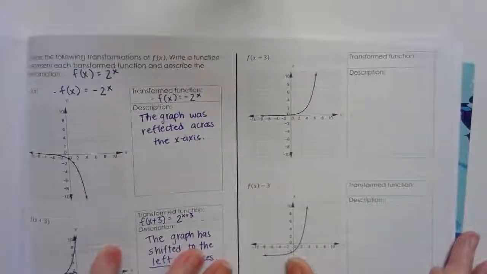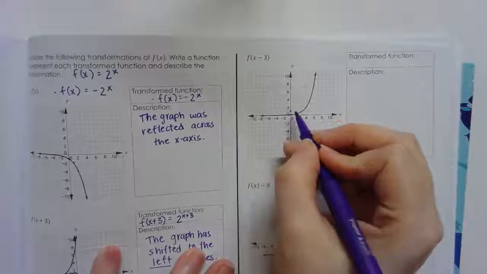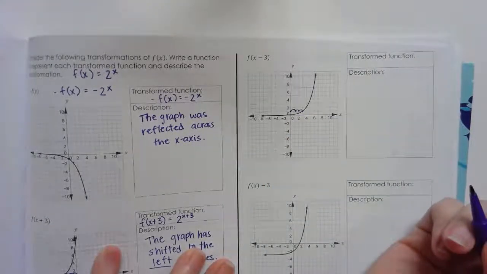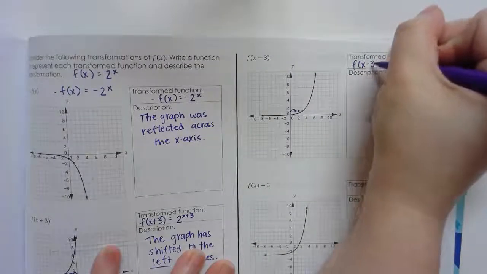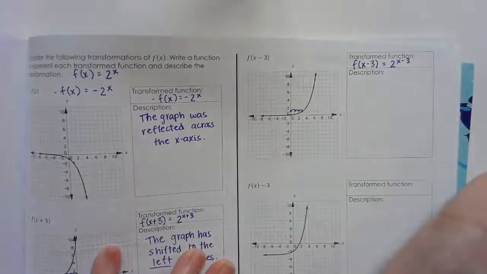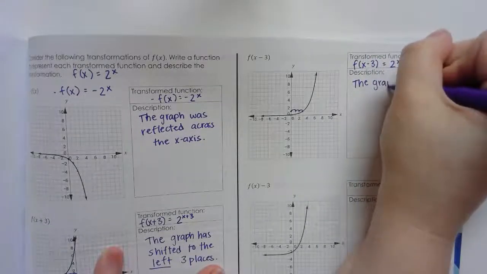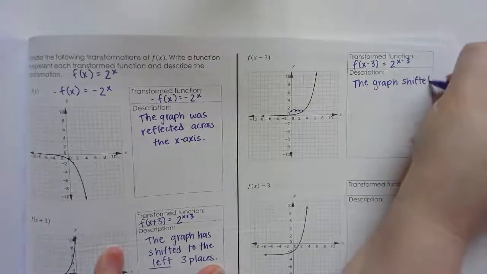Now let's look at this one. F of x minus 3, where do you think this one's going to move? Okay, let's check. So if we check where it's at 1, it's now 1, 2, 3 places to the right. So the transformed function here, f of x minus 3 is the same thing as 2 to the x minus 3. So the graph shifted 3 units which way?